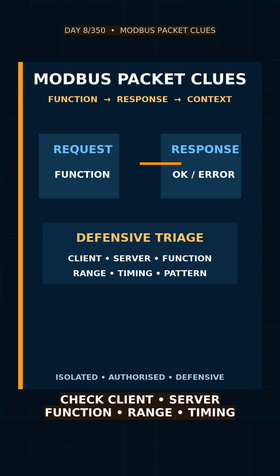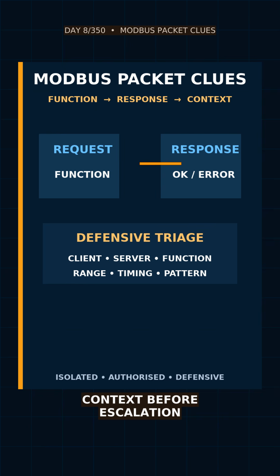The function codes explain intent, while exception responses explain failure. Use both with process context before escalating an alert. Never test writes or malformed requests on live equipment without formal authorization and operational safeguards.